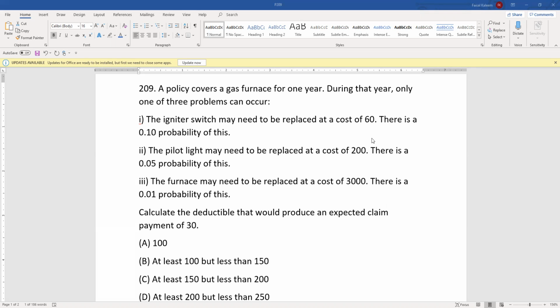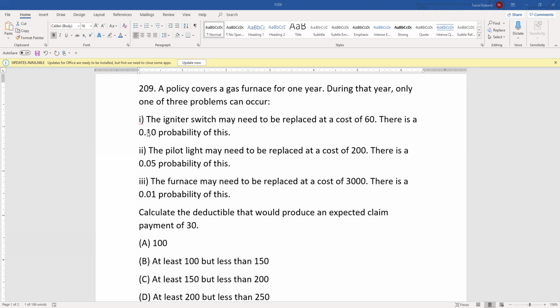But a deductible of 70 doesn't mean that this one will give 60 minus 70 equals negative 10. Deductible doesn't mean that you have to pay when you get a loss. So we have to make an assumption. Let's first assume that the deductible is less than 60, which is the smallest of the three possibilities, the 60, the 200, and 3,000. In that case, the claim payment will always be these minus the D.